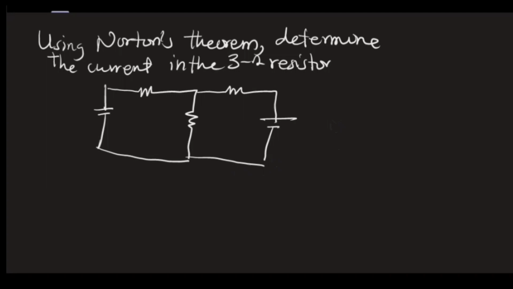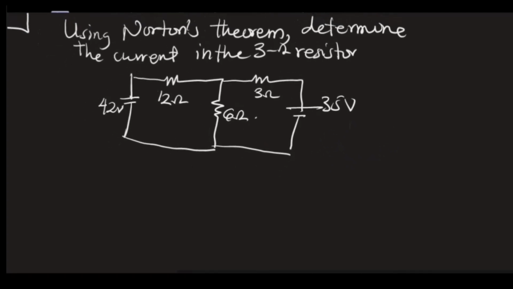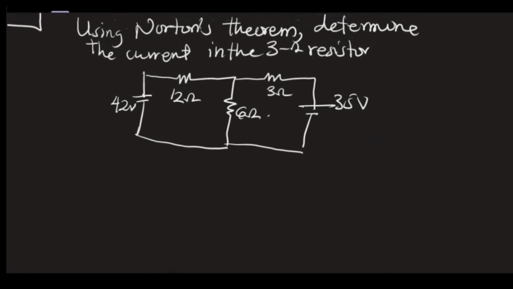In this circuit, there is 35 volts here, there is 42 volts here, this place is 12 ohm, this place is 3 ohm, and this place is 6 ohm. Once I have this, let's see what the theorem says and how we can apply it. This theorem looks similar to Thevenin's theorem, where we use a Thevenin's voltage and Thevenin's resistance. But in Norton's theorem, we are using Norton's current and Norton's resistance.